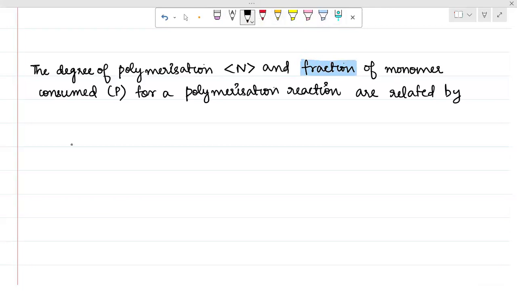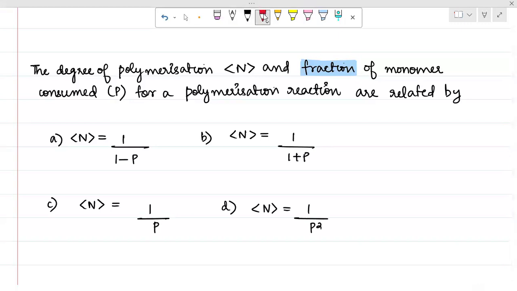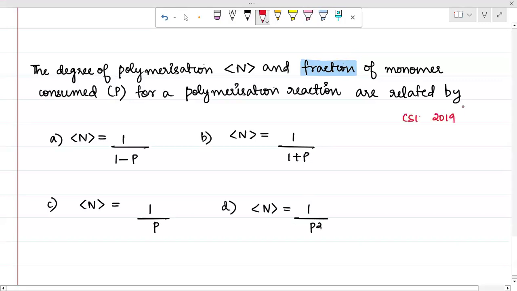Okay, are related by option A. Degree of polymerization is equal to 1 by 1 minus P. Option B, degree of polymerization is equal to 1 by 1 plus P. Option C, degree of polymerization is equal to 1 by P. And option D, degree of polymerization is equal to 1 by P squared. And this question was again asked in 2019. Okay, let's start.